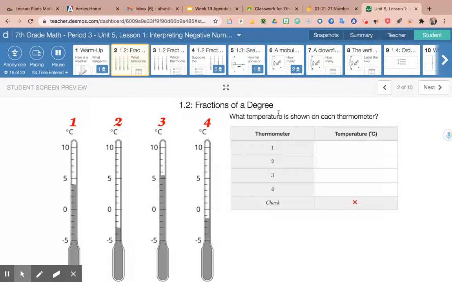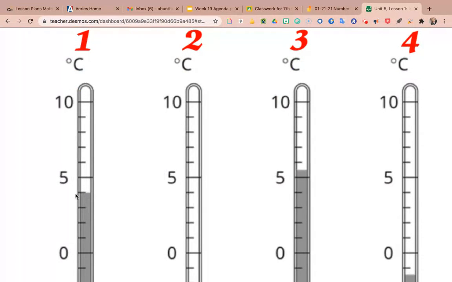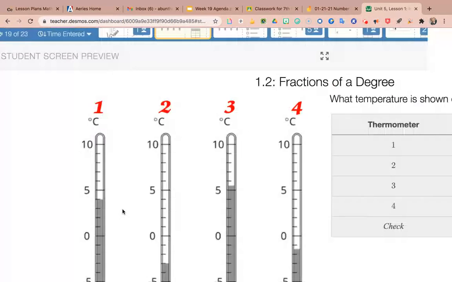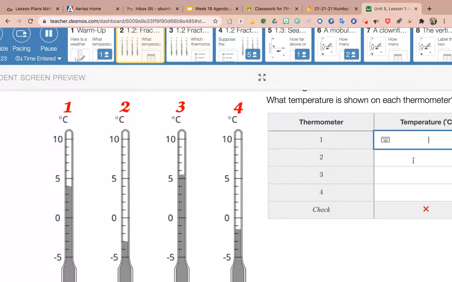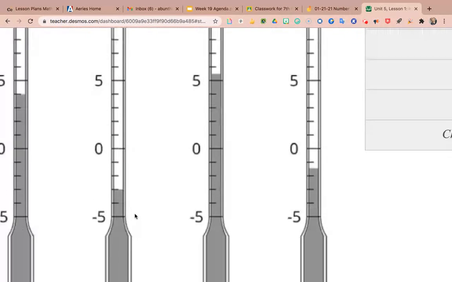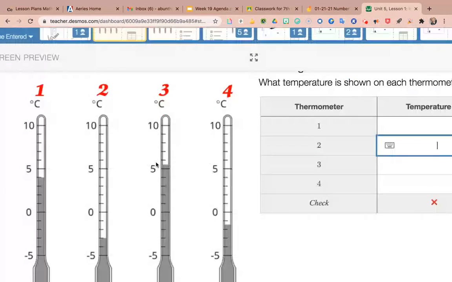For number 2, it says what temperature is shown on each thermometer. So you're going to look at the shaded spot. You're looking at what is this number right here. Start at 0, and then you can count up by ones. What's the temperature for thermometer number 2? And you put your answers here. Thermometer 2, be careful. These are negatives. So what you're going to do is start at 0 and count down by 1. So this one would be 1, 2, 3. And then if it's below, you just put a negative sign.